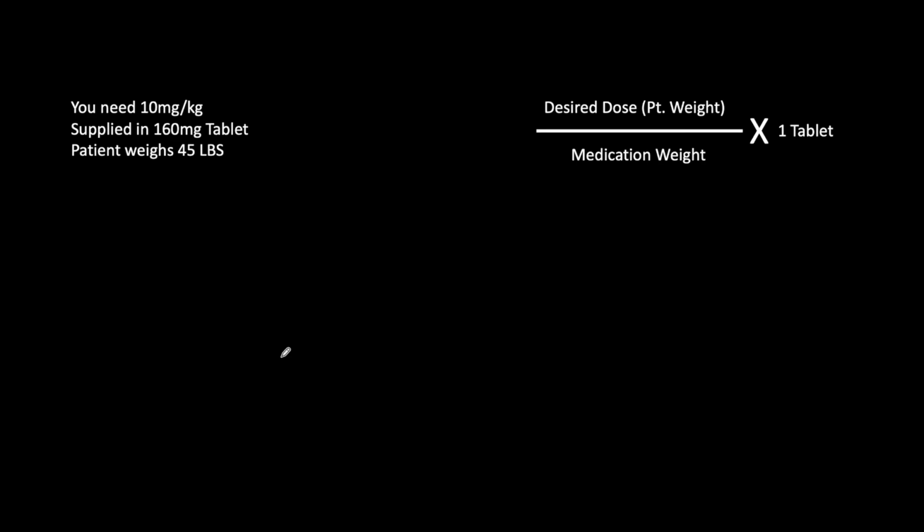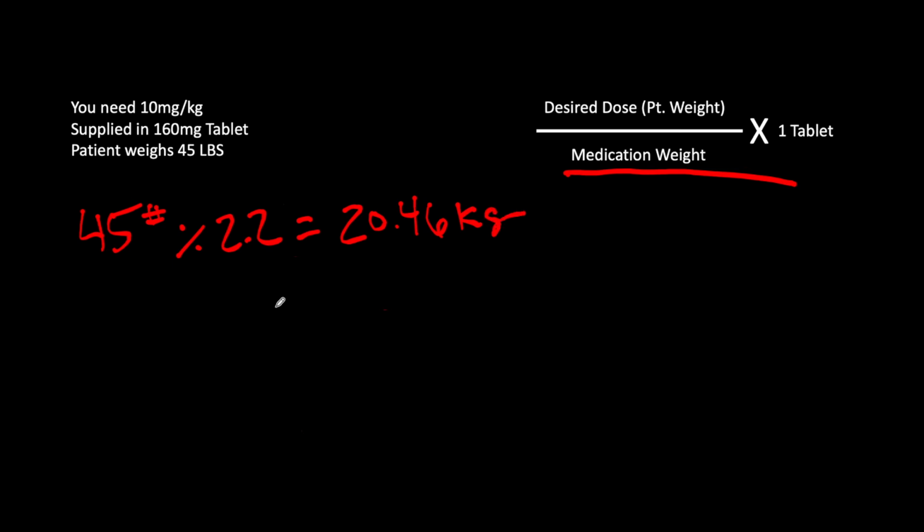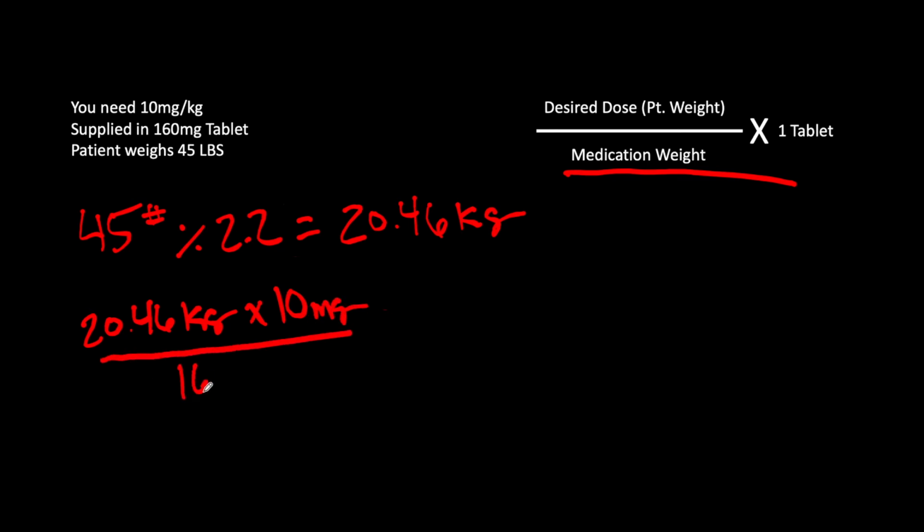Alright, for our first example, we have a 45-pound patient, and we'll be using the 10 milligrams per kilogram dosing. I like this one because it makes the math a little bit easier. Our supplied dose is a 160 milligram tablet, and our equation is over here on the right. Alright, so let's start out with our patient weight. We'll take 45 pounds and divide it by 2.2. This will give us our patient weight in kilograms, which is 20.46. We're going to take our patient weight, which is 20.46 kilograms, multiply that by 10 milligrams, and divide it by 160 milligrams, or our medication weight.